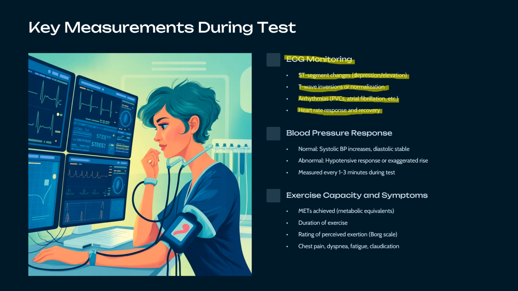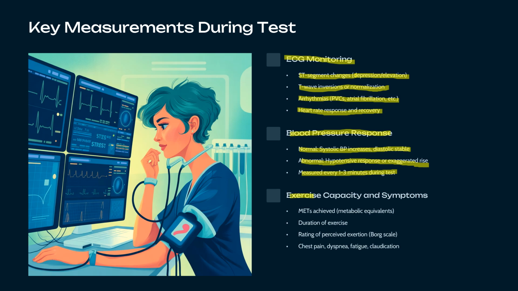Next is blood pressure response. Normally systolic BP increases, and diastolic remains stable. But if that does not happen and the systolic BP decreases, then that is an indication of a heart problem. Look for an abnormal hypotensive response or an exaggerated rise, measured every 1 to 3 minutes during the test. So these are the protocols you have to keep in mind.